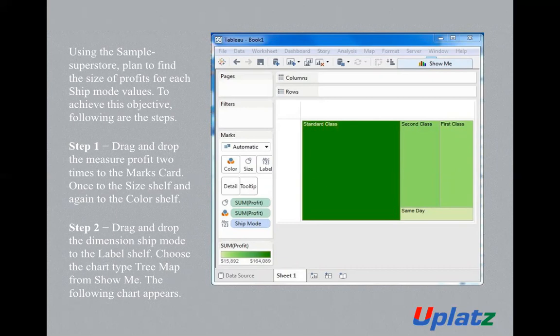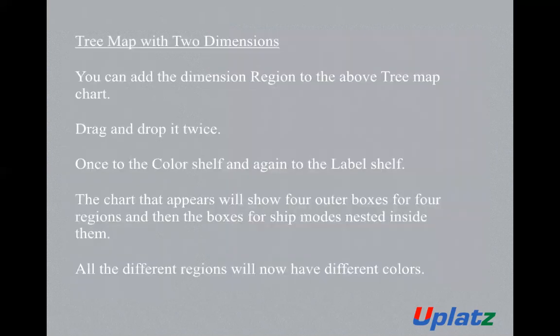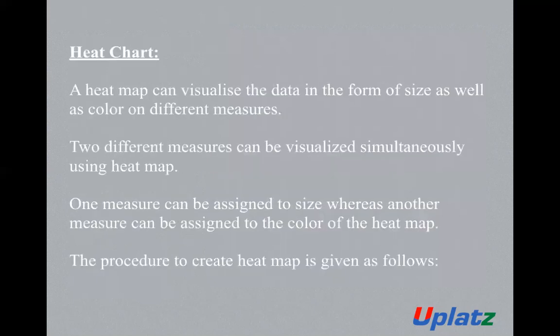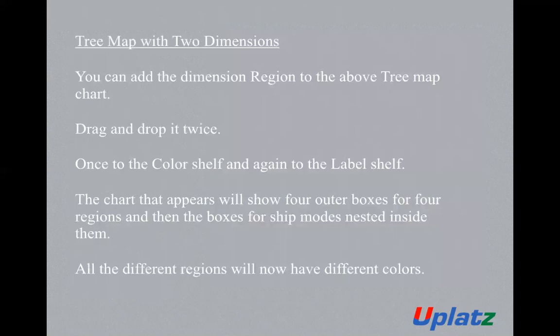You can change the color based on your requirement. Okay, so from this screenshot we can easily say that standard class has the highest profit amongst second class, first class, and same day, because of the size and the color. Okay, so you can have a tree map with 2 dimensions as well. You can drop it twice, and then you can look out for data.